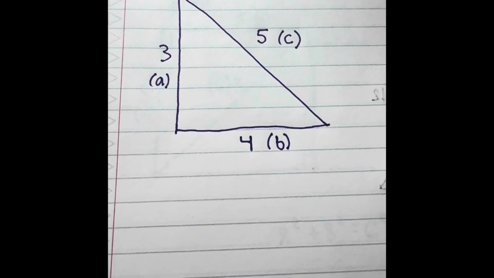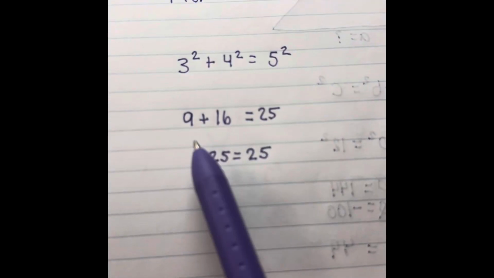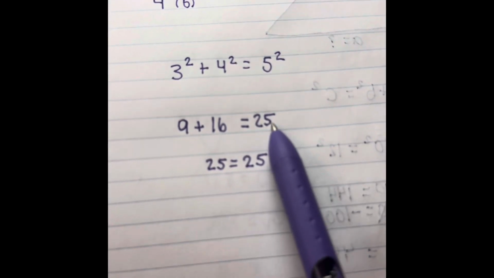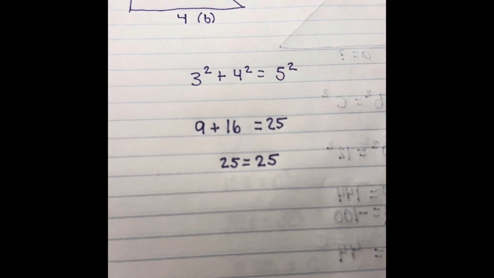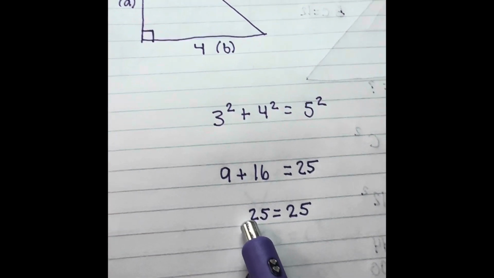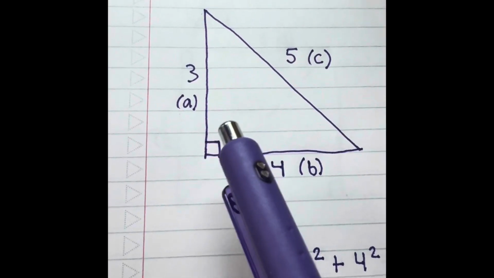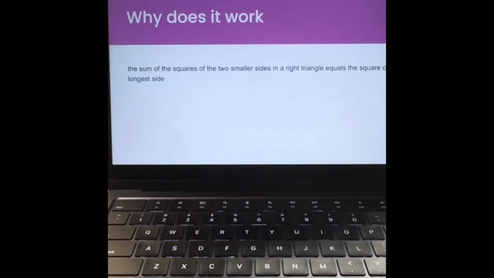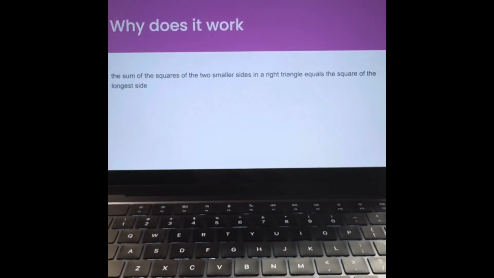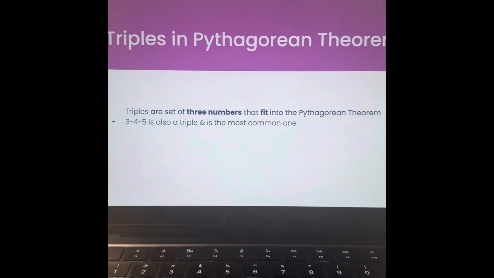Now we will use our formula to solve. Here we have our formula set up. Here as we can see, A squared and B squared together equal C squared. 25 equals 25. But what does this mean? When A squared and B squared equal C squared on one side, just like this, that means it's a right triangle. Why does this work? The sum of squares on the two smaller sides in a right triangle equals the square of the longest side.